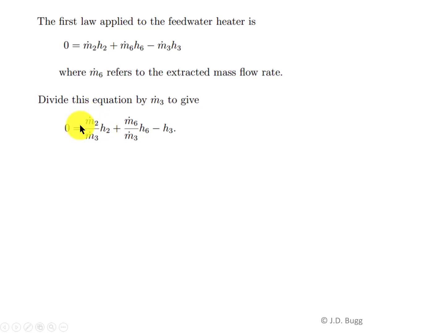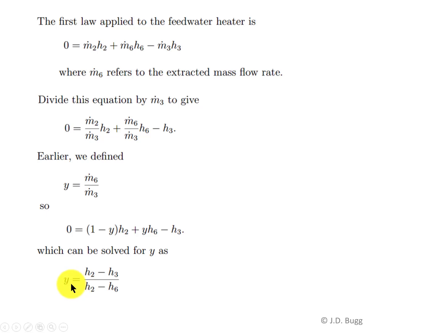Now, the other part here is actually 1 minus y, because whatever flow isn't extracted continues on to the other turbine. So earlier we defined our extraction fraction as m.6 over m.3. So we can rewrite this equation as 0 equals (1 minus y) times h2 plus y times h6 minus h3. Now the only unknown in this equation is y, the extraction fraction. So we can solve this equation for y, and it's h2 minus h3 divided by h2 minus h6.